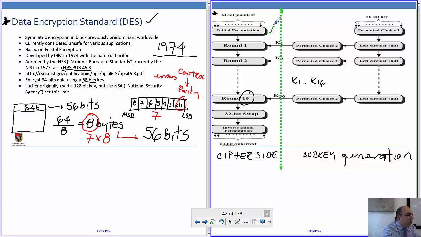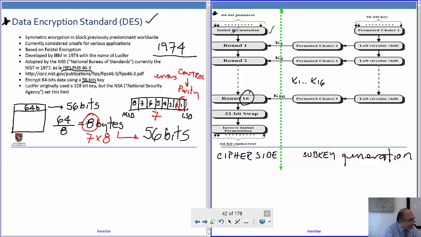Can somebody guess what do you think will happen there? We will have a transposition. Bit number 1 will become bit 40. Bit number 2 will become bit whatever. So we are going to have a transposition, not a substitution, a transposition. That function, we call it initial permutation.